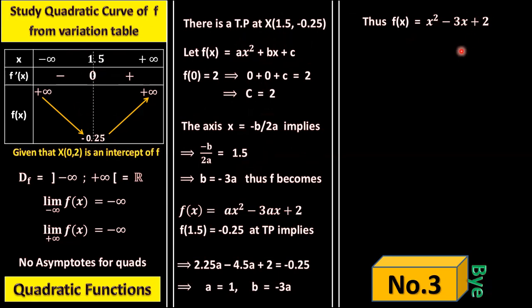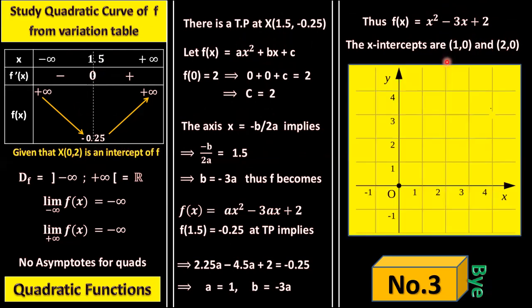Can we now sketch the curve? Of course, we can sketch the curve. Equally with the intercepts, from what we have here now, because we knew only one of the intercepts, 0, 2. So with the function we now have, we can get the other intercepts. When y is equal to 0, we solve for x, and we are going to have these other two intercepts, 1, 0, and 2, 0. Because at times in the exam, we may be asked to look for the function.